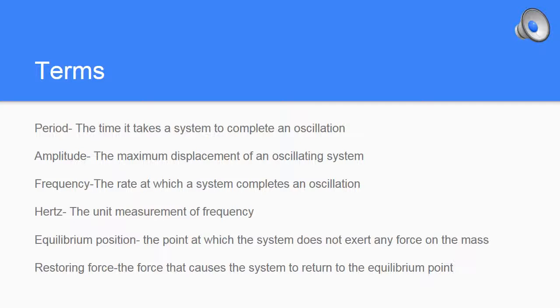The equilibrium position is the point at which the system does not exert any force on the mass. This is where the mass will have its maximum velocity and its minimum potential spring energy. The restoring force is the force that causes the system to return to the equilibrium point, and the maximum restoring force is experienced at the maximum amplitude.